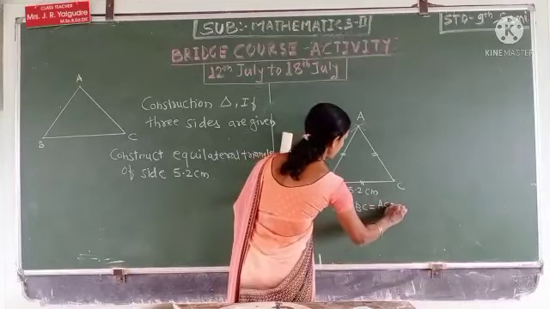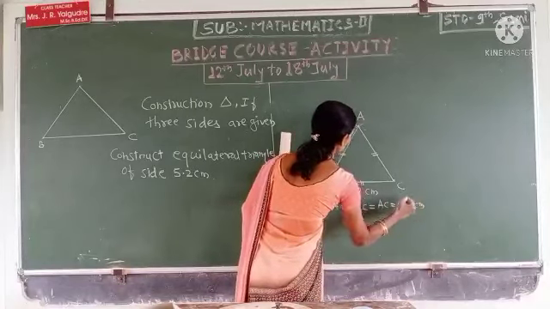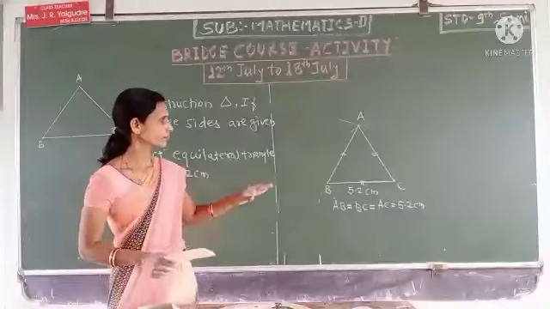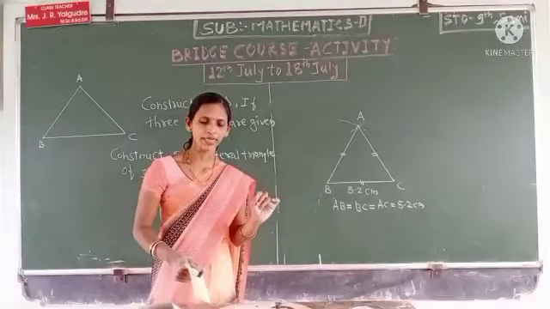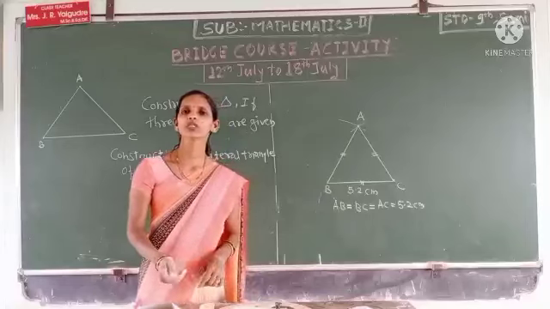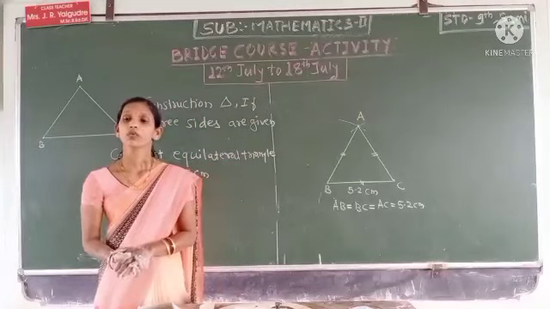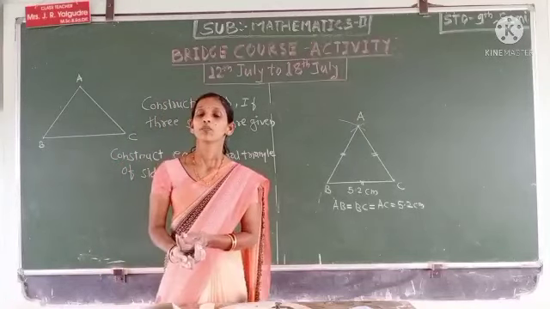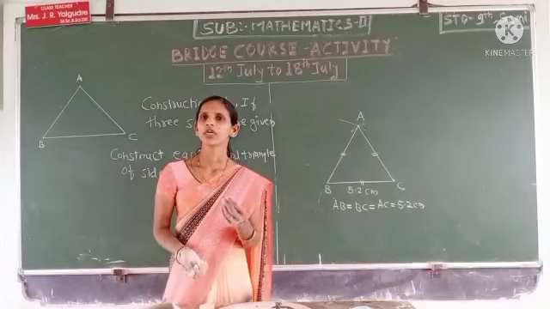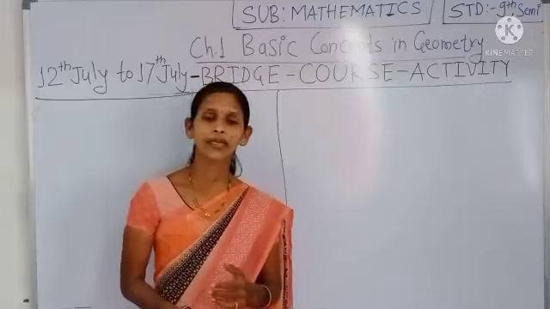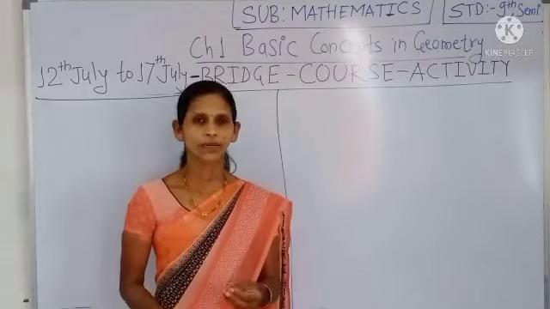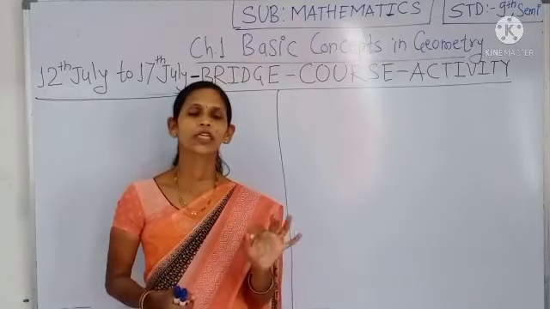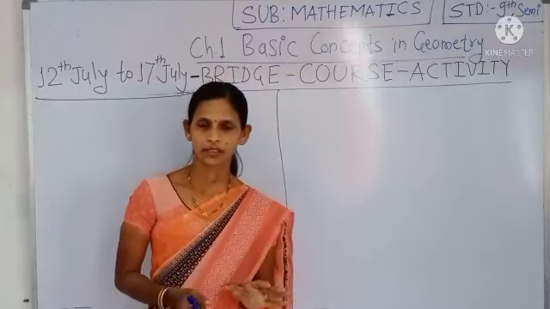BC and AC is of 5.2 centimeter. Therefore, triangle ABC is an equilateral triangle of side 5.2 centimeter. We will learn a few more concepts related to the different properties of triangles. We have to remind a few concepts related to the properties of triangles.